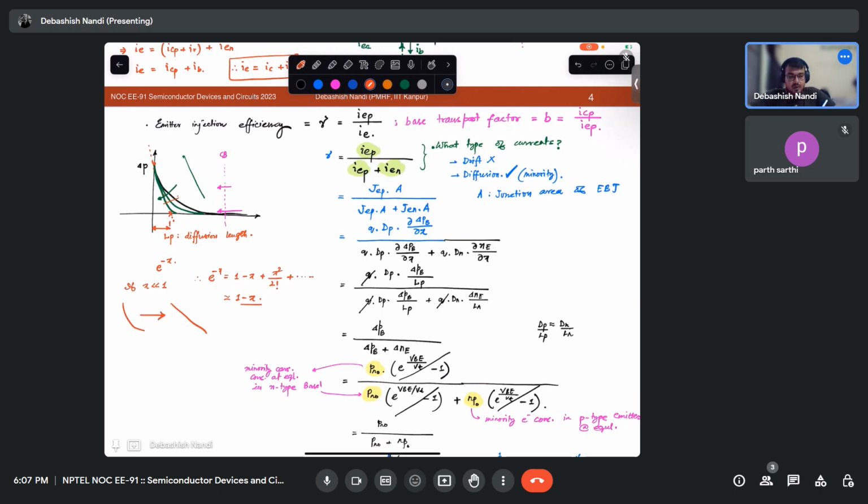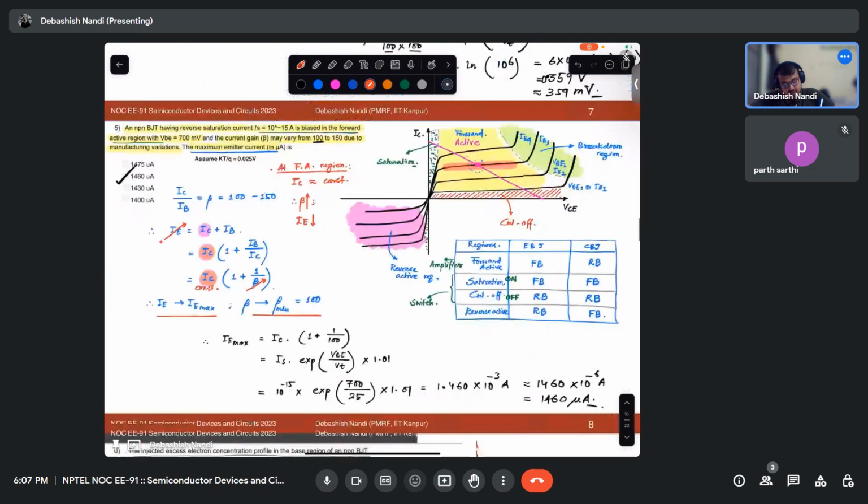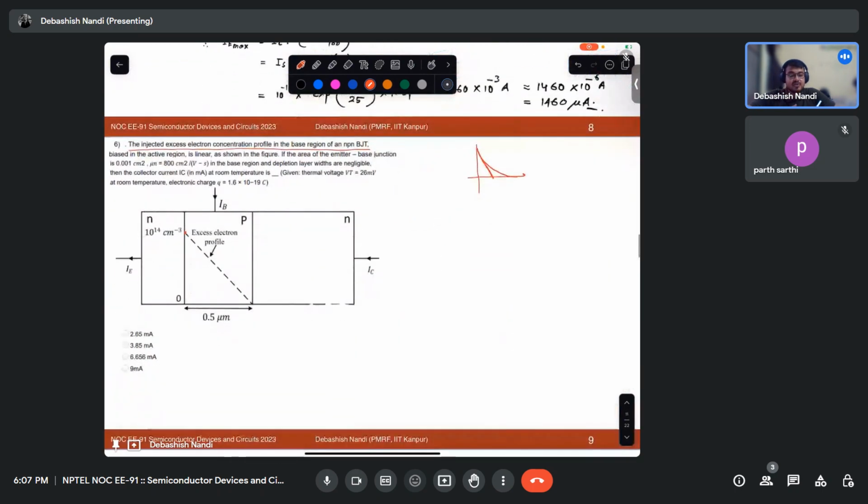Under the same approximation, it is given by default that the profile is linear. And they want us to compute the current, and it is biased in the active region. Active region means by default it is forward active region. The profile is linear, as shown in the figure. The area of the emitter base junction is given as 0.001 centimeter square. Mobility is given. Base region depletion layer is given. So what is the current?